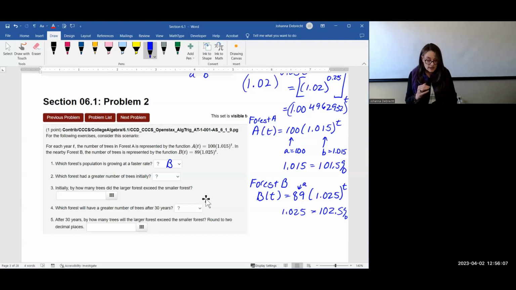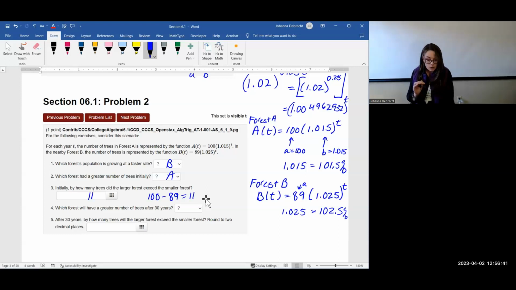Now, which forest had a greater number of trees initially? When I'm looking at that, then I'm looking at the initial value, which is lowercase a. Forest A had 100 trees to start. Forest B had 89. So this would be forest A. Initially, by how many trees did the larger forest exceed the smaller forest? Well, 100 minus 89, that's a 9, not a 1, equals 11. So this would be 11.